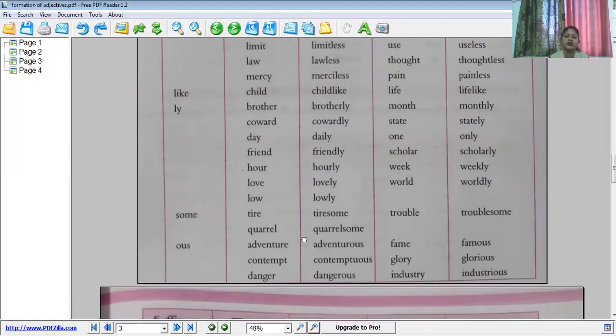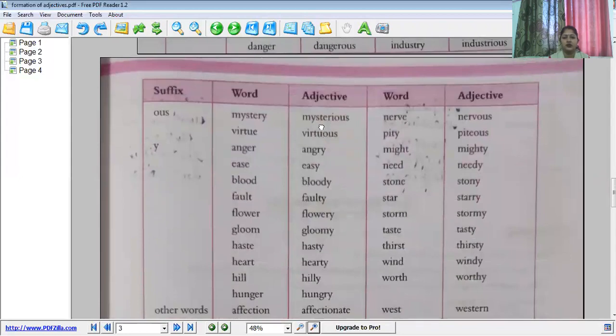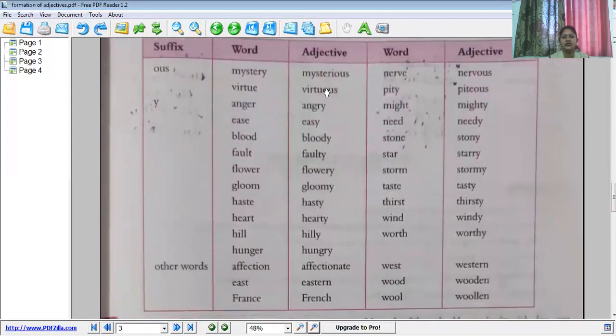We have some more examples, children, of OUS. This list is very long. Okay. And we'll see till here, these pages have tried to put in as many adjectives as they could. Mystery will become mysterious. Virtue will become virtuous. Anger will become angry. Okay, mystery will become mysterious. Virtue, virtuous. Nerve, nervous. Pity, piteous.